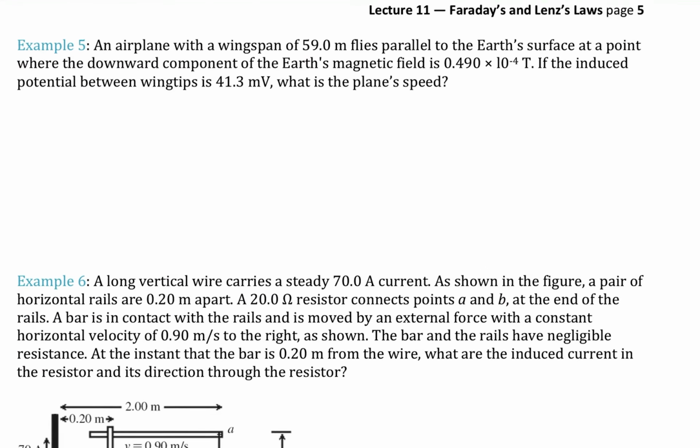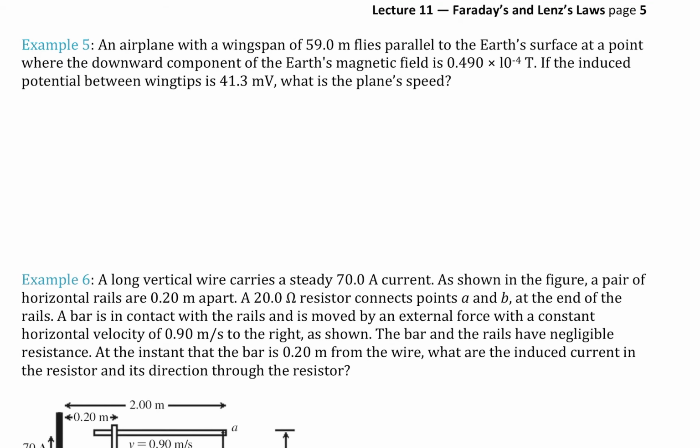Let's do another one. An airplane with a wingspan of 59 meters flies parallel to the Earth's surface at a point where the downward component of Earth's magnetic field is 0.49 times 10 to the negative 4 Teslas. If the induced potential between the wingtips is 41.3 millivolts, what is the plane's speed? All right, so this is a way to determine speed based on the actual electromagnetic behavior.